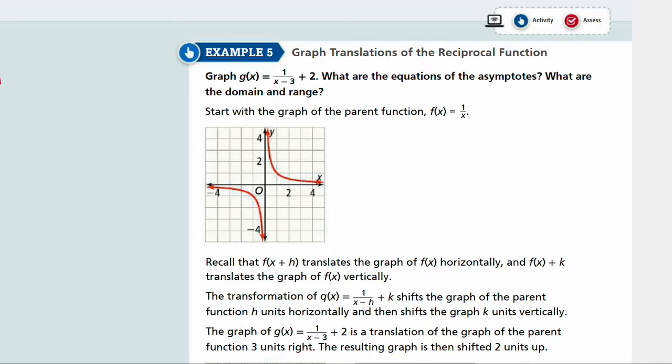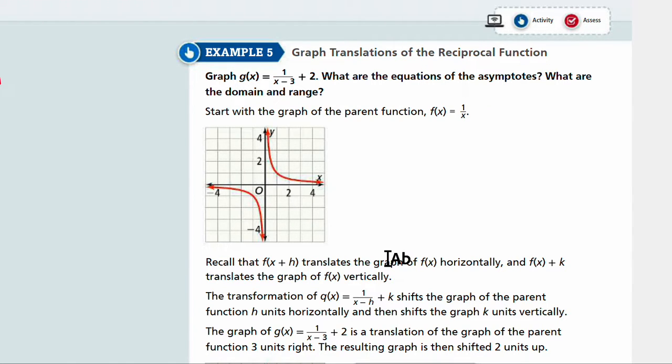Okay, now look at example 5. It's the last example with transformations. We're going to graph translations of the reciprocal function. So don't worry about other transformations. We are just going to look at translations. No reflection, no rotation, no other transformations.